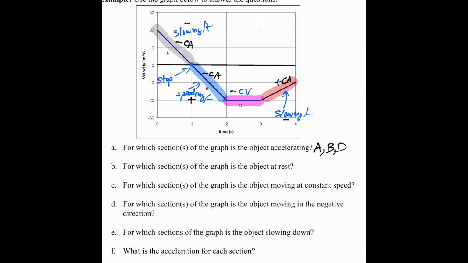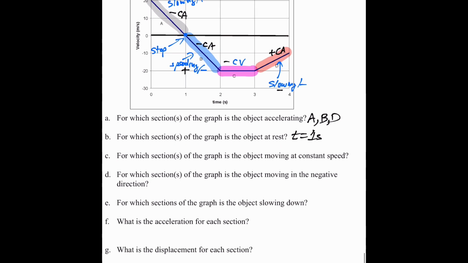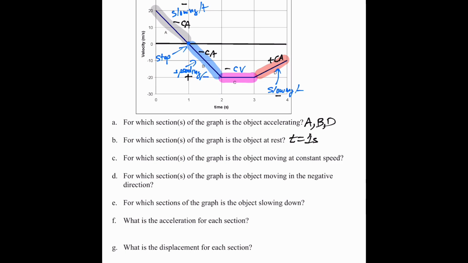Only at, there's no section at rest, but specifically at t equals 1 second, that would be when you're at rest. That's the only time you're at rest in this graph. For which sections is the object moving at a constant speed? That would be C, right there, constant velocity.